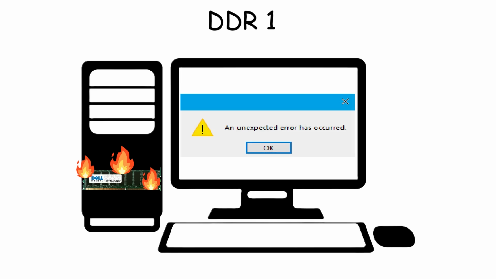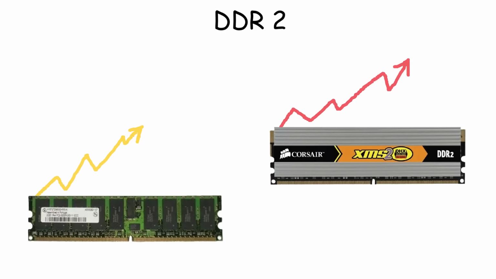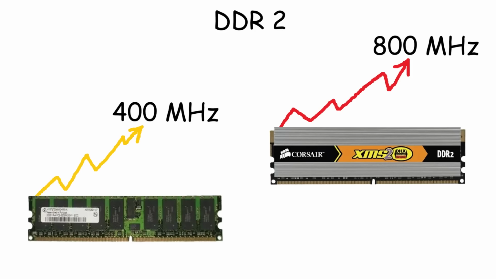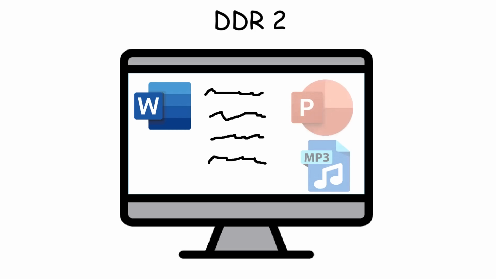DDR2. DDR2 came out in 2004 as an upgrade from DDR1. It ran at higher speeds, around 400 megahertz with the basic variant to 800 megahertz with the higher-end version, and supported 2 gigabytes to 4 gigabytes of memory per RAM stick. With this amount of RAM, computers can now open more programs at the same time.